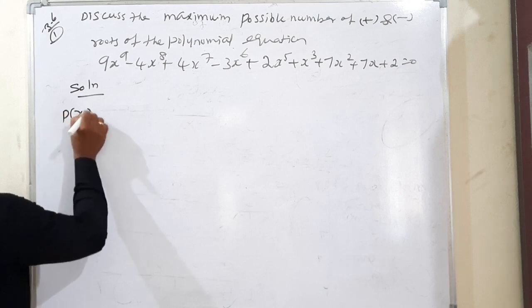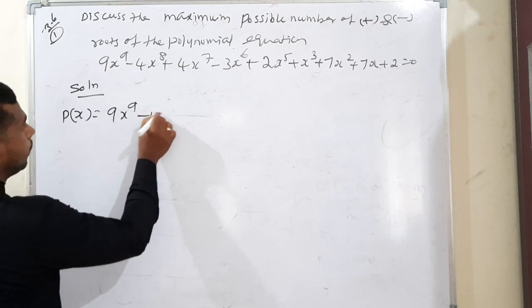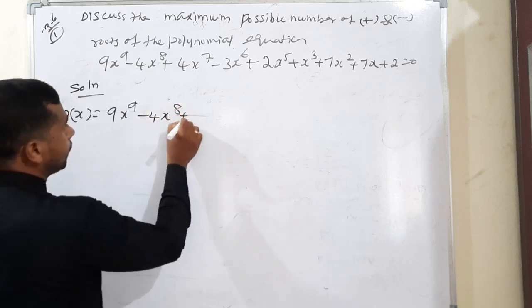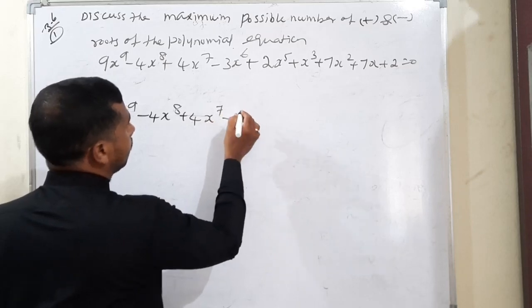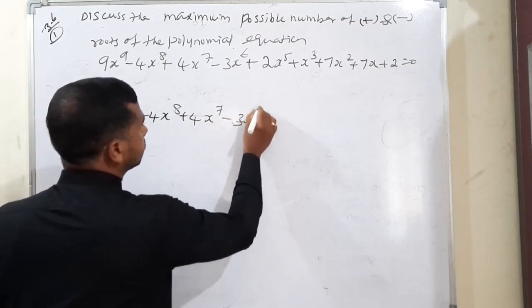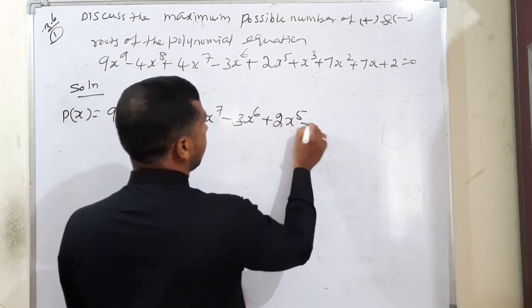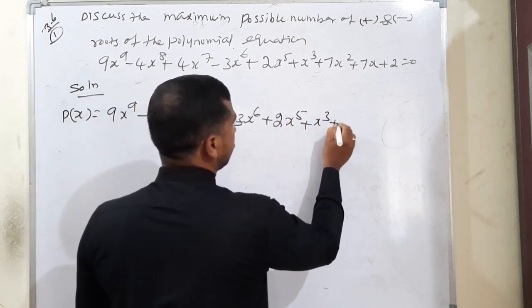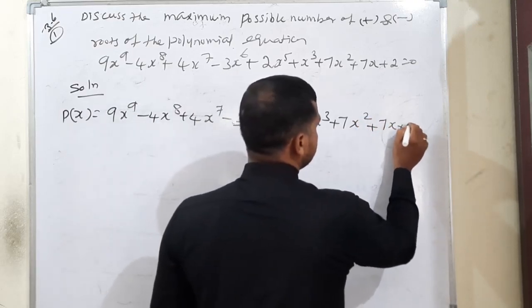P of x, that is called positive: 9x to the power 9 minus 4x to the power 8 plus 4x to the power 7 minus 3x to the power 6 plus 2x to the power 5 plus x cube plus 7x square plus 7x plus 2.